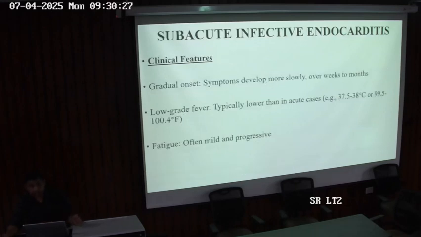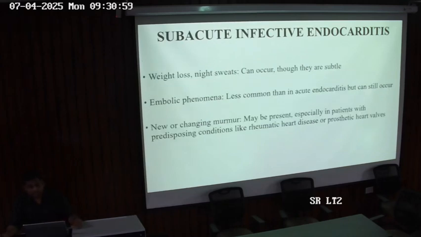Now, second is subacute infective endocarditis. In the subacute, as the name suggests, the course is a month, more than 6 weeks. More than 6 weeks means subacute. It has a gradual onset, low-grade fever, typically lower than acute, so 100, 101, or 99 degrees, low-grade fever, fatigue often mild to progressive. In these days, patients complain of weight loss. At night time, there is night sweat.